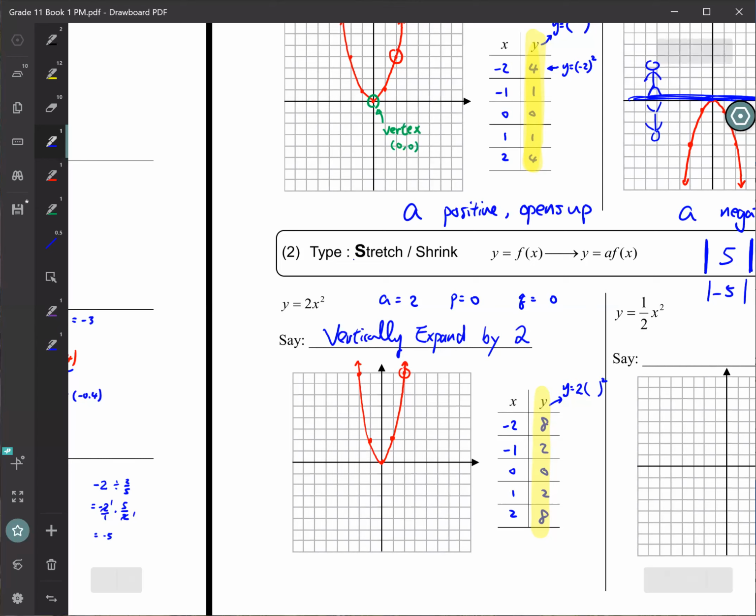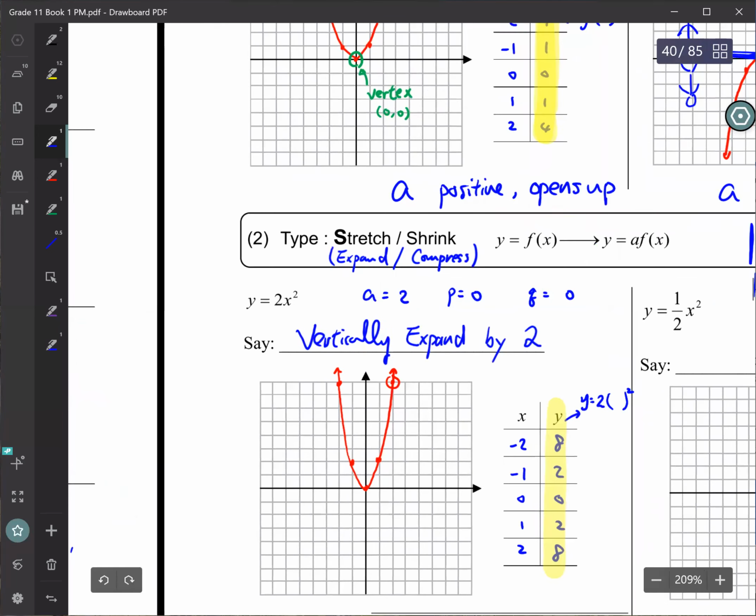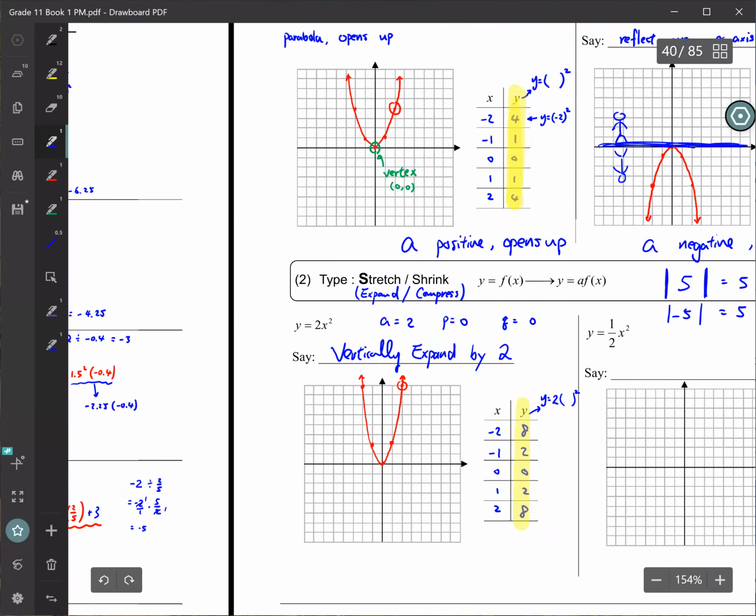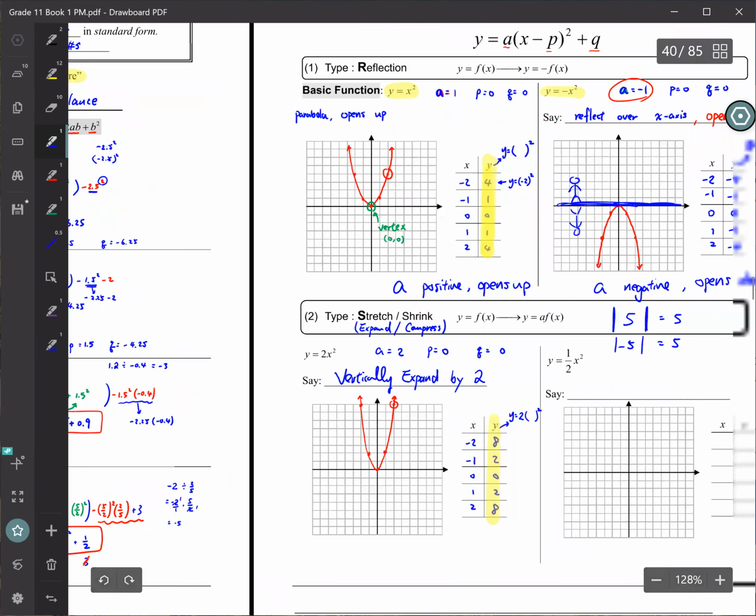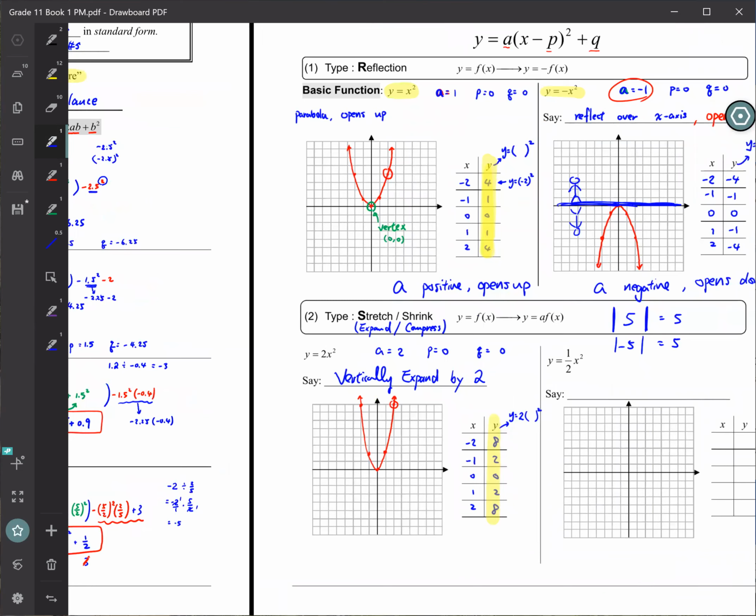You can write it down here underneath. For the homework, I would like you guys to write expand. Most textbooks use expand. And for shrink, you can use the word compress. So instead of stretch and shrink, please write expand and compress for your homework. I put stretch and shrink just so that it's in alphabetical order: reflection is the R, and then S, and then T.